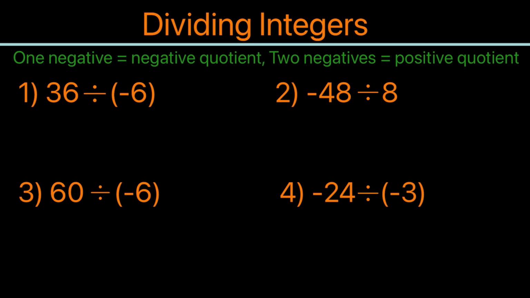For the first example, we have 36 divided by negative 6. And since we have one negative, we know the quotient will be negative. So what is 36 divided by 6? So we know the answer is 6. Now since it has a negative integer, we know the quotient will be negative. So therefore the answer is negative 6.